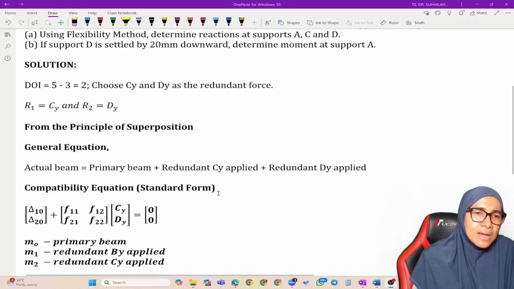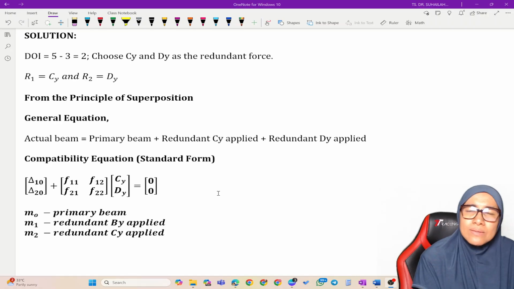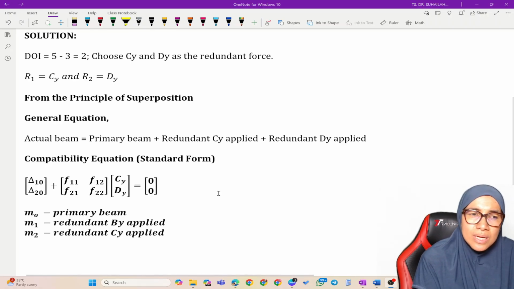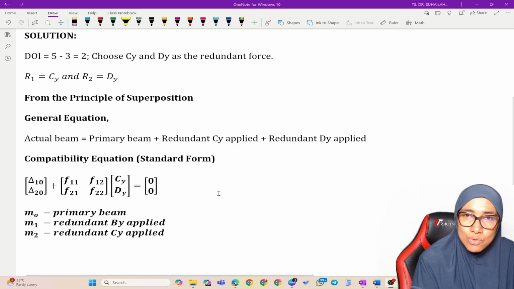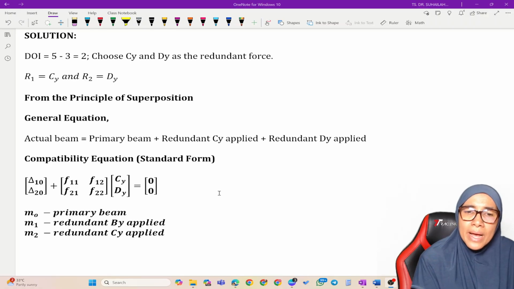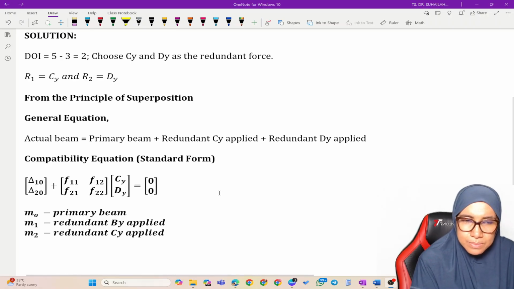Okay, and from the principle of superposition, always remember the general equation. It is written as actual beam equals primary beam plus redundant 1 plus redundant 2. And to be specific, we should write CY applied as redundant 1, and redundant DY applied as redundant 2.